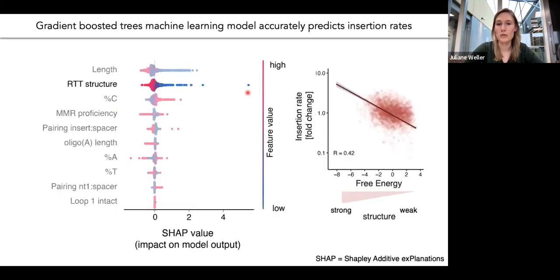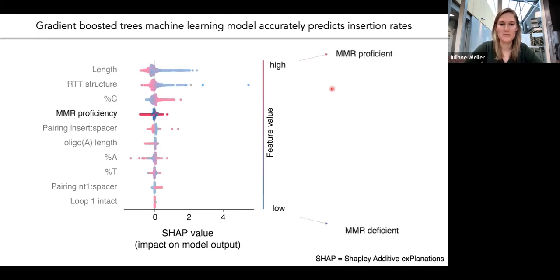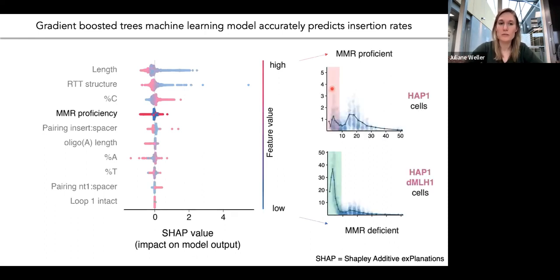We can see this in the model with insert sequences that have a low structure, so low energy values, meaning strong structure, being inserted more efficiently. Then MMR proficiency is another feature that we talked about earlier, but you can also see it in the model. So being MMR proficient means having a high feature value for MMR proficiency, and in that case, it can lead to a negative impact on the model output, so lower predicted efficiencies.